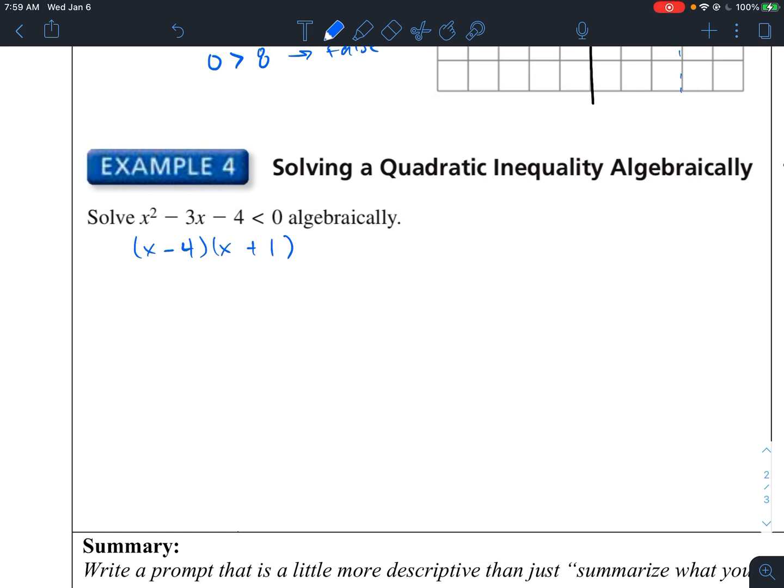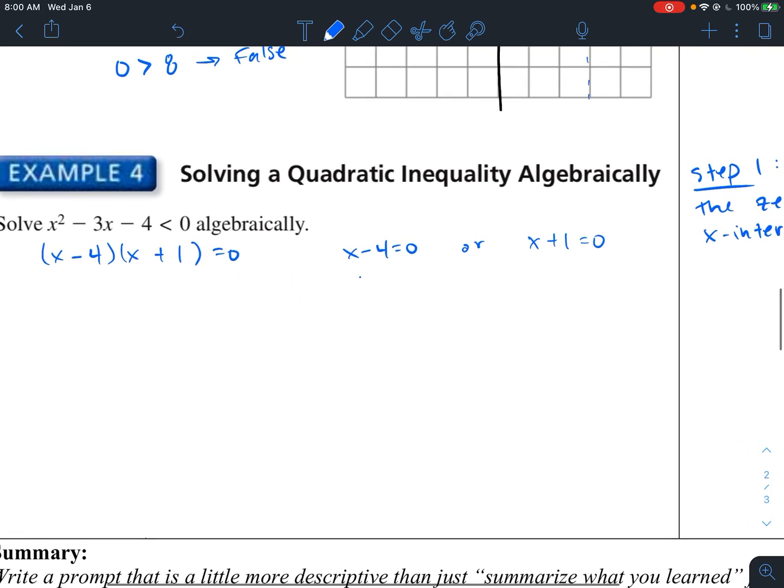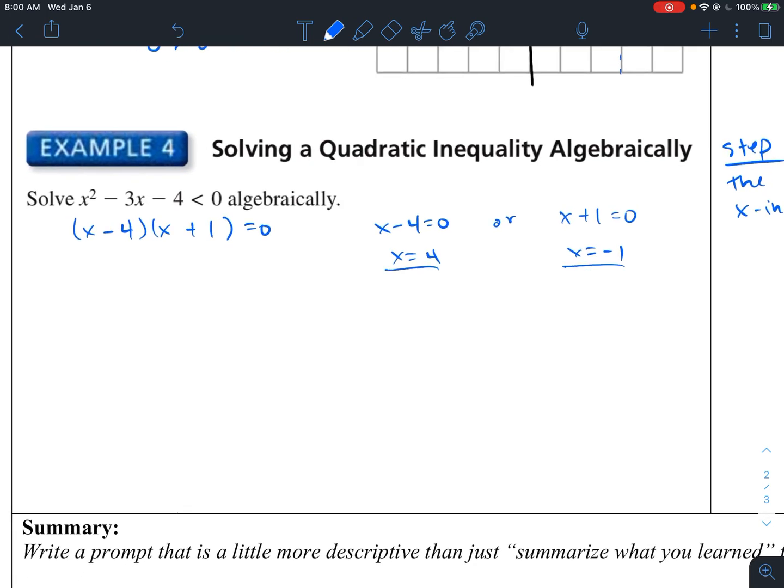So these are the factors, which means if the product is equal to 0, that means x minus 4 equals 0, or x plus 1 equals 0. And in this case, x would be equal to 4, or x would be equal to -1. So here I know our x-intercepts.